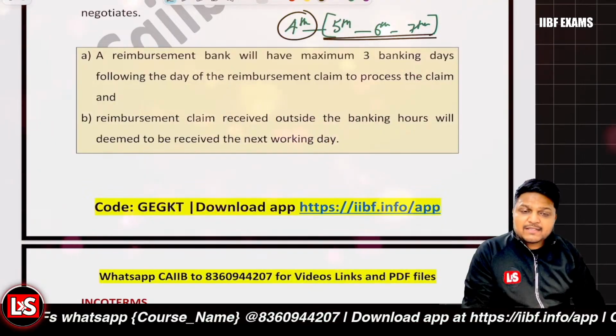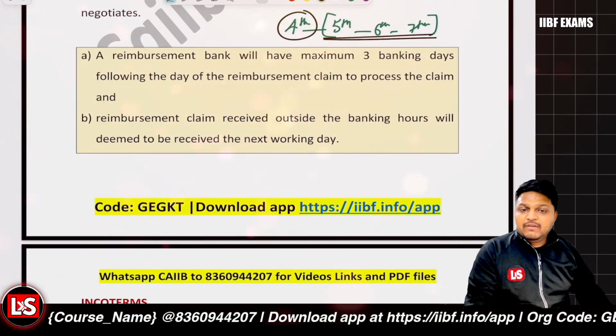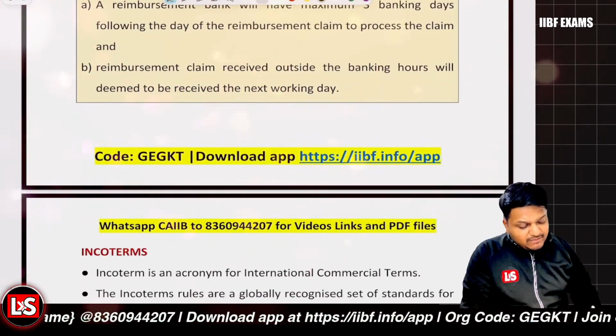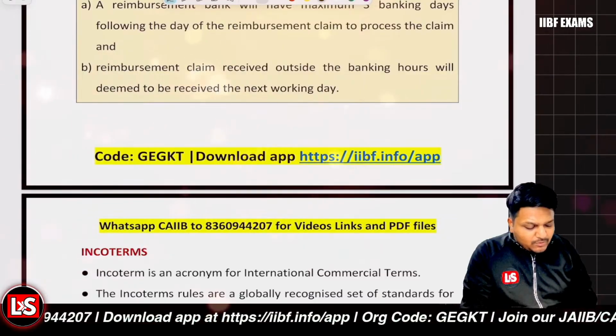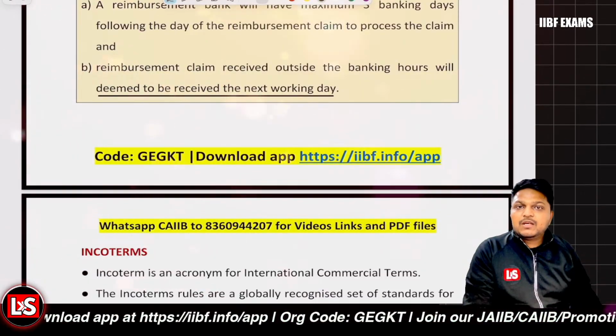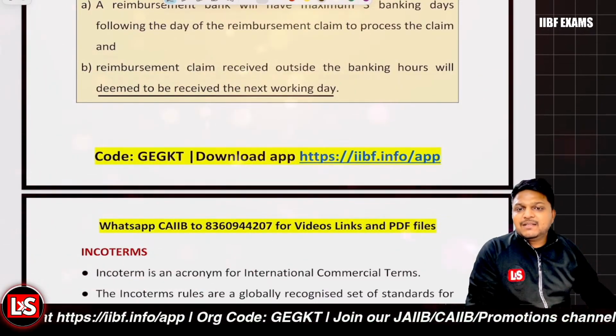3 banking days, not calendar days. These are the banking days which will be available, and a reimbursement claim received outside the banking hours will be deemed to be received the next working day. Clear with it? Do confirm at the earliest.